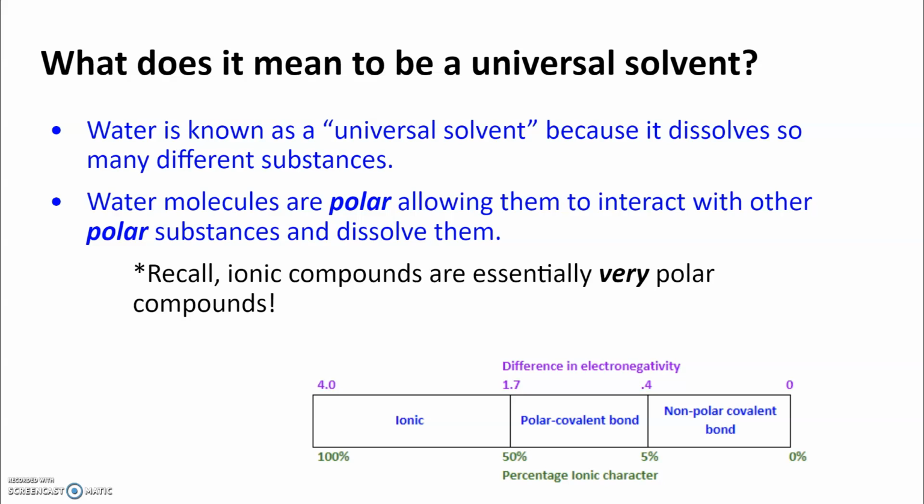And thinking back, we can recall that ionic compounds are essentially just very, very polar compounds, right? They've become so polar that instead of sharing electrons unequally, one of them just takes all the electrons. Not all of them, the valence electrons.